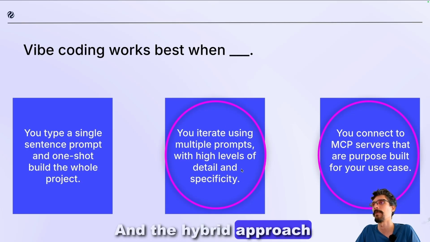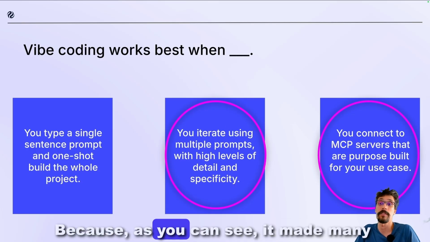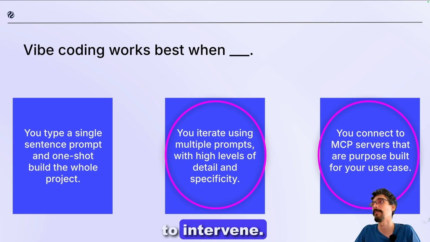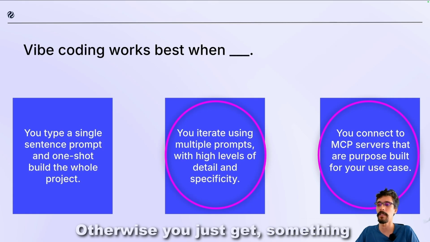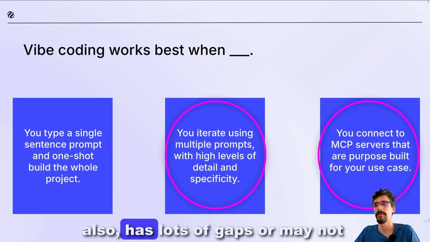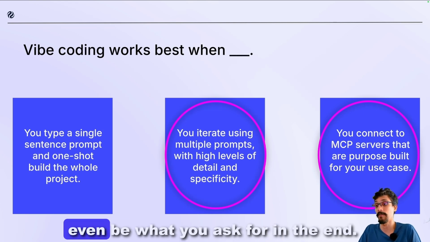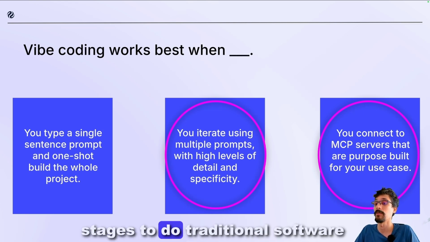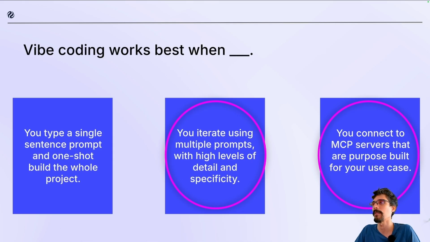And the hybrid approach tends to work the best because, as you can see, it made many mistakes and human judgment was necessary to intervene. Otherwise, you just get something that might be what you asked for, but also has lots of gaps or may not even be what you asked for in the end. Intervening in intermediate stages to do traditional software engineering stuff, that would be good.